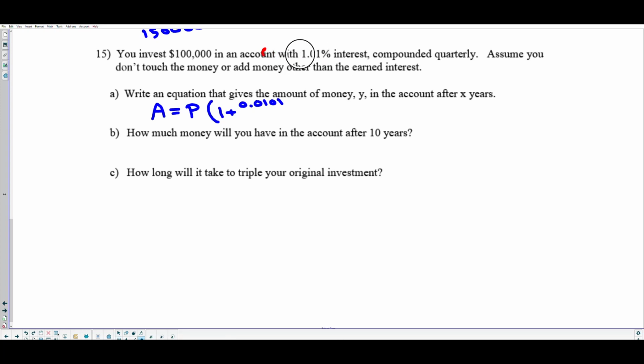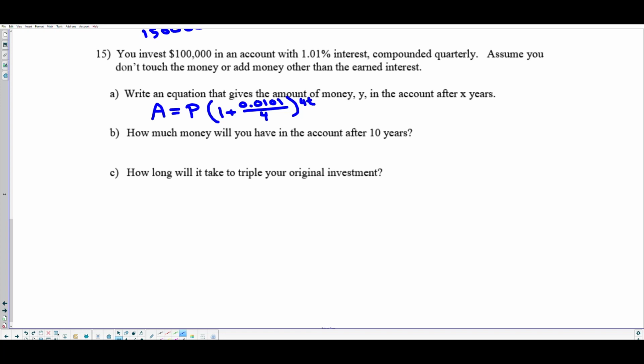That's how you do your interest. And it's compounded quarterly, so that means 4 times a year, so I'm going to have to divide this by 4. I split up my interest 4 times because it's compounded quarterly. And this is going to be for 4 times a year for, I don't know how many years, but it's going to be t. So 4 times a year for every year, so 4t. How much money will we have in the account after 10 years?